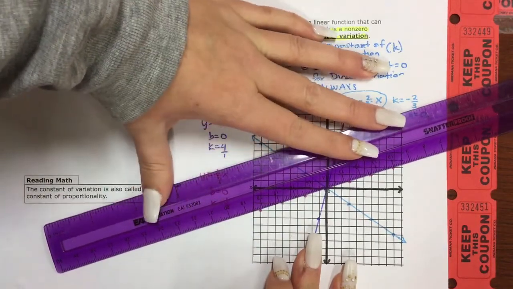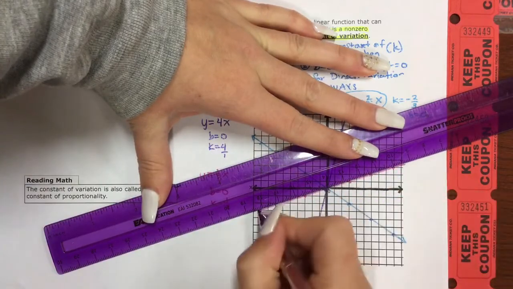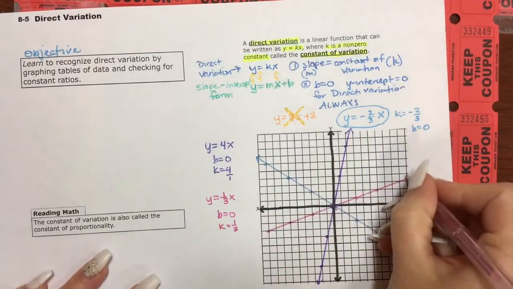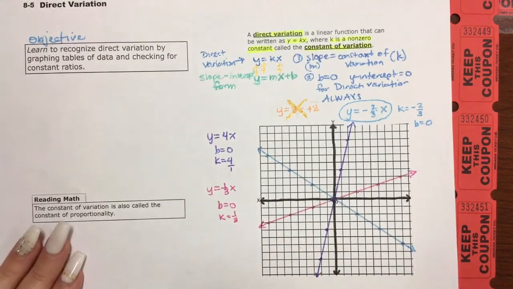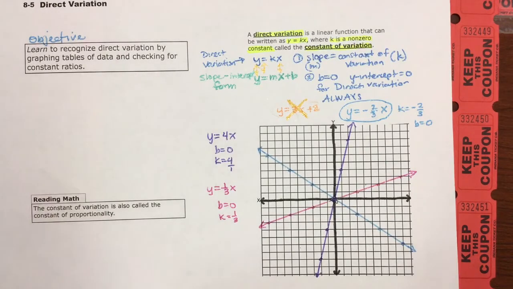And if you see here, these are 3 different direct variation equations, but if you notice, they all go through the origin. They all have a y-intercept of 0, okay? So I think on some of the problems, you're just going to have to look at a problem and see if it is a direct variation.